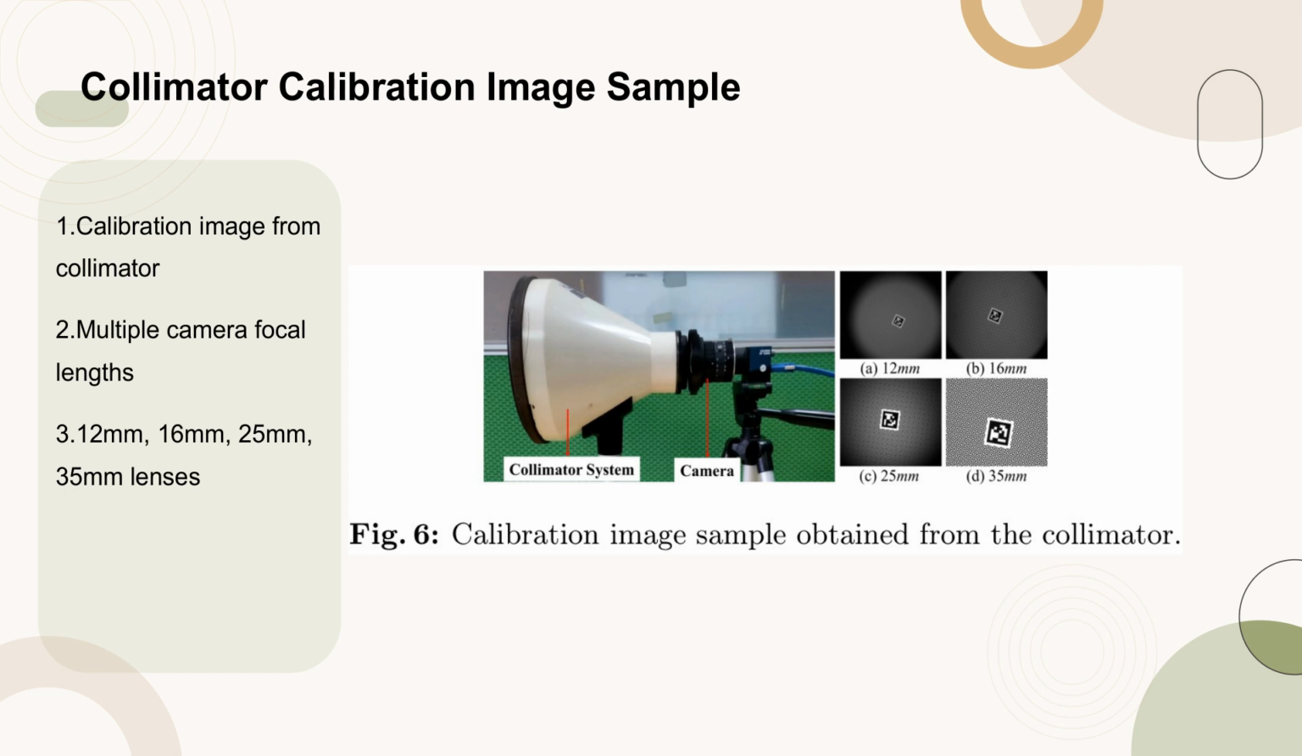Figure 6 presents a sample of calibration images obtained from a collimator, which are used for evaluating the performance of our method on multiple cameras with varying focal lengths. The cameras used in this experiment include those with 12 mm, 16 mm, 25 mm, and 35 mm lenses. These calibration images are crucial for ensuring the accuracy of the camera parameters, as they are captured from the same collimator, providing a consistent reference for calibration across different camera setups. The figure visually demonstrates the type of images used in the calibration process, highlighting the importance of the collimator in maintaining accuracy and consistency in multi-camera calibration.